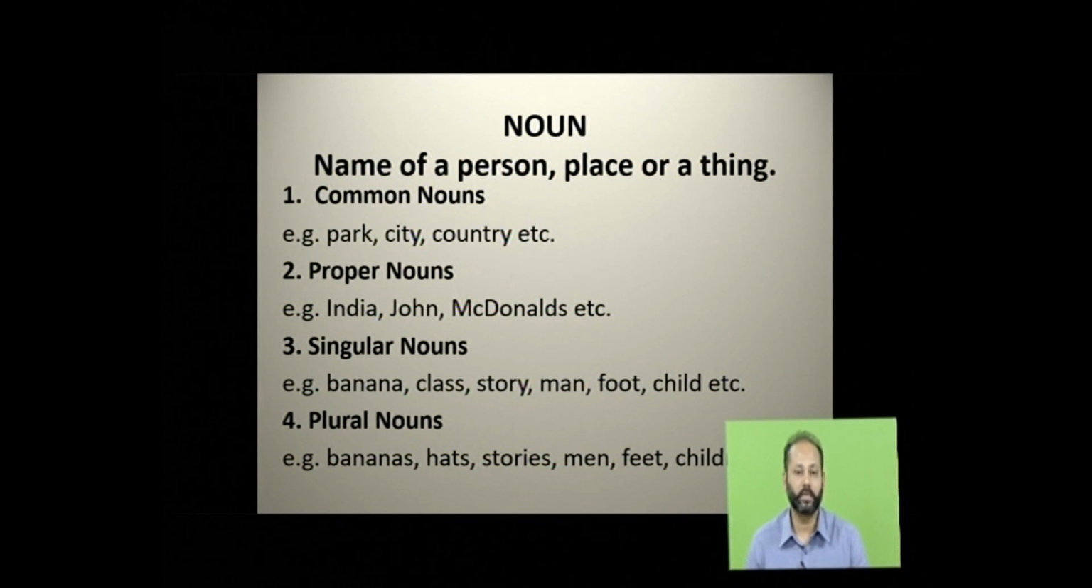Then we have singular nouns. Singular nouns, where we count only one thing at a time. That is banana, class, story, man, foot, child, etc. So these are singular nouns. Can you name a few as well? What are singular nouns? Can you trace out nearby any singular nouns? If you can, then you can name them.